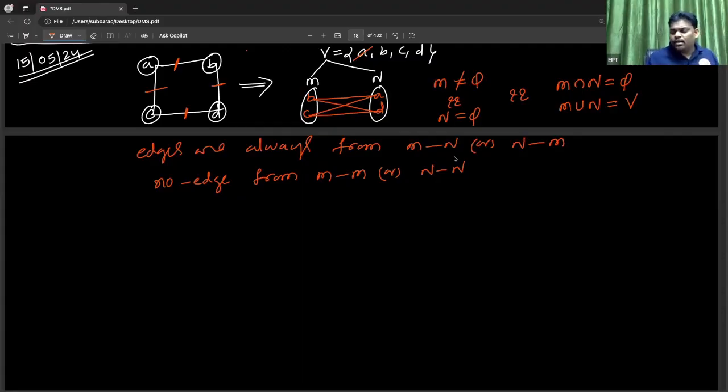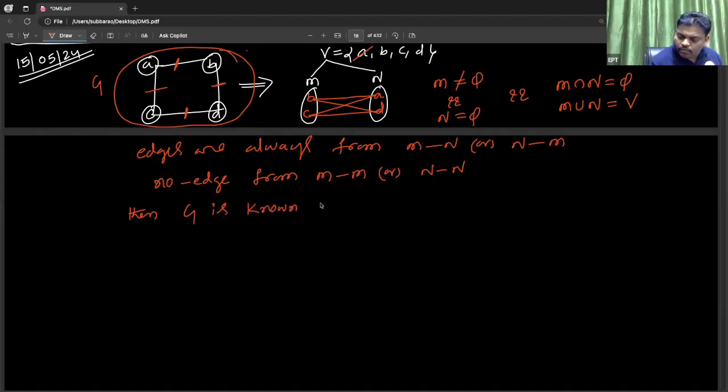Some people are asking, sir, what exactly have you done? Remember, if you can divide the given graph G in this fashion, dividing the vertices present in the given graph into two parts M and N, always edge from M to N, within the M no edge, within the N no edge, M cannot be pi, N cannot be pi, M intersection N should be pi, M union N should be V, and all edges in the given graph should be covered, then G is known as a bipartite graph, which is also called bipartition. Are you fine? Then G is known as a bipartite graph.